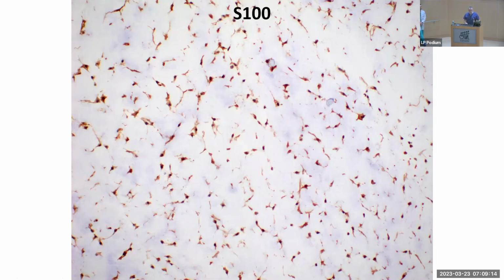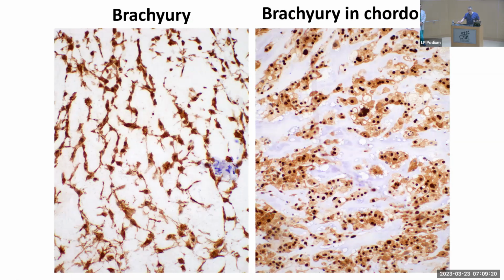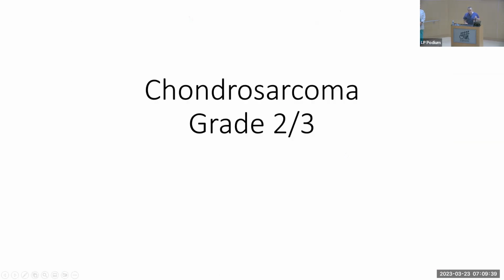Like all tumors derived from cartilage, it is S100 positive because cartilage is S100 positive. And brachyury: this is a true chordoma case, and this is our case. Here you can see some cytoplasmic staining, which doesn't count. Brachyury is a transcription factor, and therefore it's a nuclear stain. So this is how brachyury is supposed to look in chordoma. So this is a chondrosarcoma grade 2 out of 3.